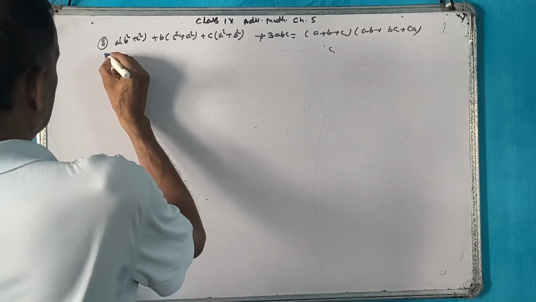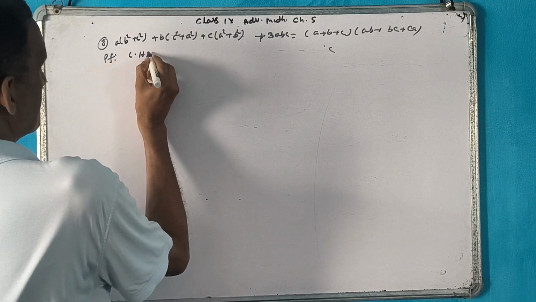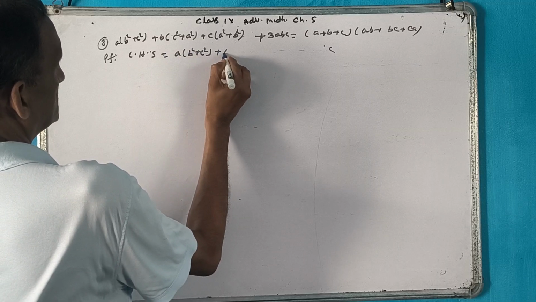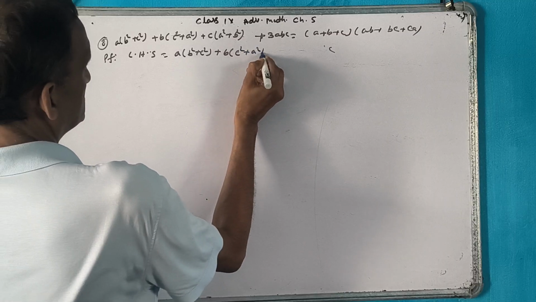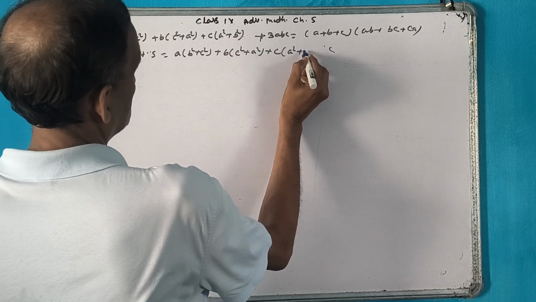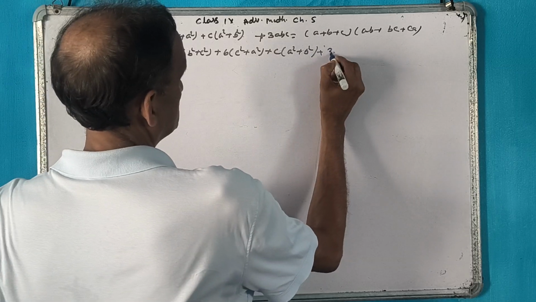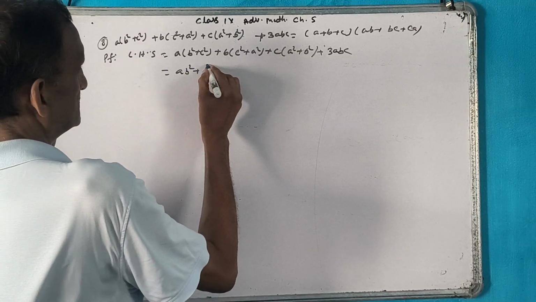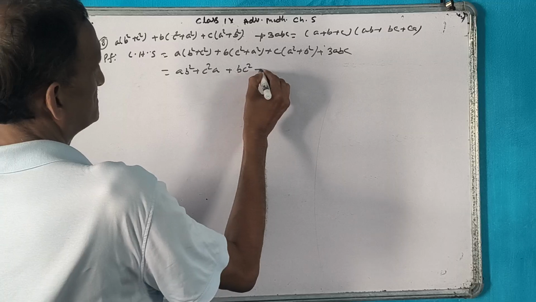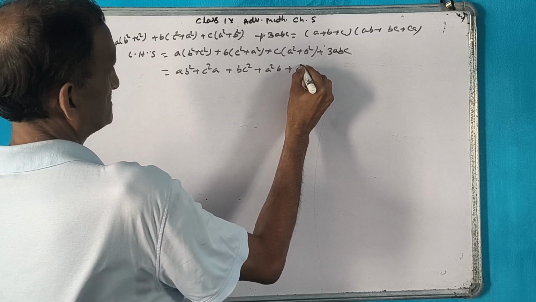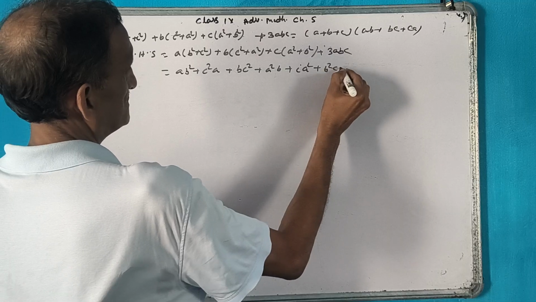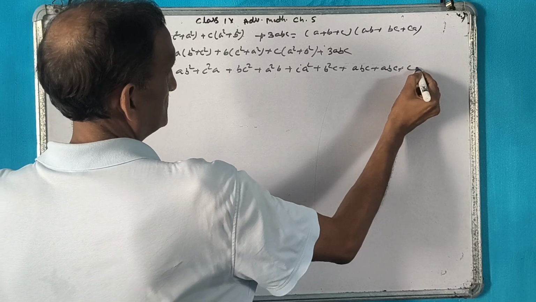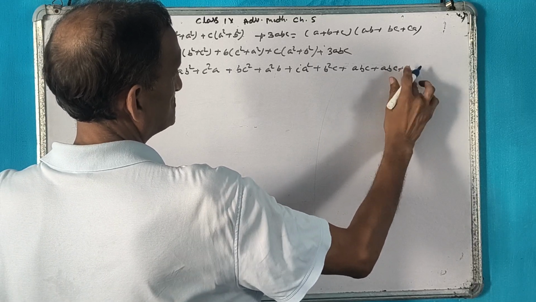Now take the left hand side proof. A into B square plus C square, plus B into C square plus A square, plus C into A square plus B square, plus 3ABC. Remove all the brackets, just similar. What will you get? BC square plus A square B plus CA square plus B square C. And this you break into 3 times, ABC plus ABC plus ABC. These 3 formulas are almost similar.